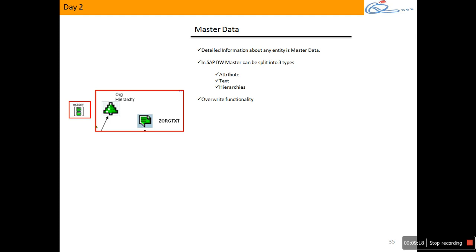Then master data. Do you understand what is master data? Detailed information about any entity is what? Master data. In BW, master data is of 3 types: attribute, text and hierarchies.